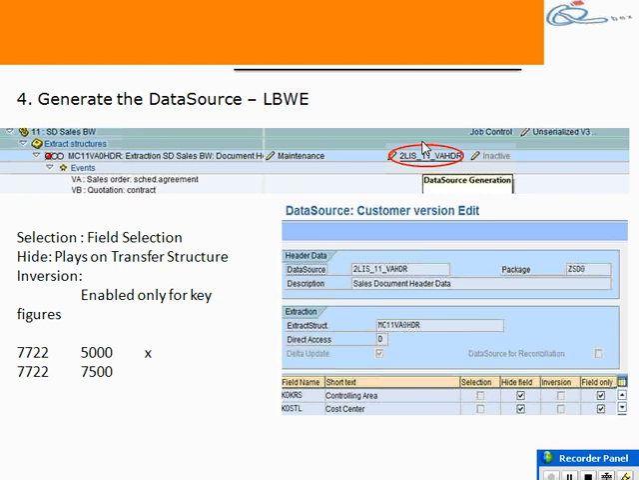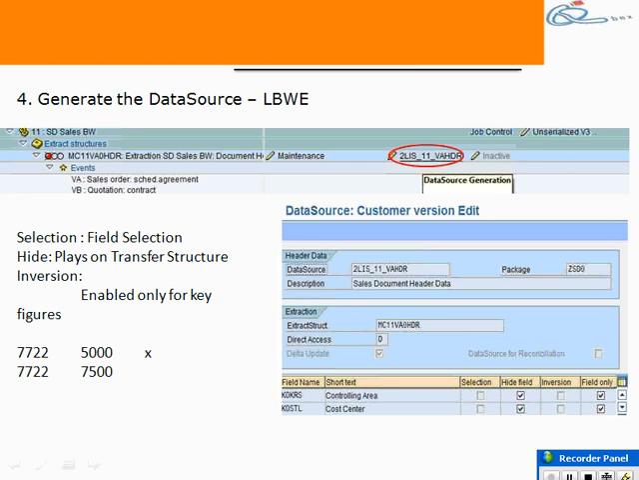Is all clear? Then one more point. You know about selection, you know about hide, and then there's this other column, Inversion. In LO we use this a lot, very important. First point, the inversion checkbox will be enabled only for key figure fields, not for characteristic fields. Why? What is the purpose? If you enable inversion, what will happen? If I don't enable it, what will happen? That's the concept.